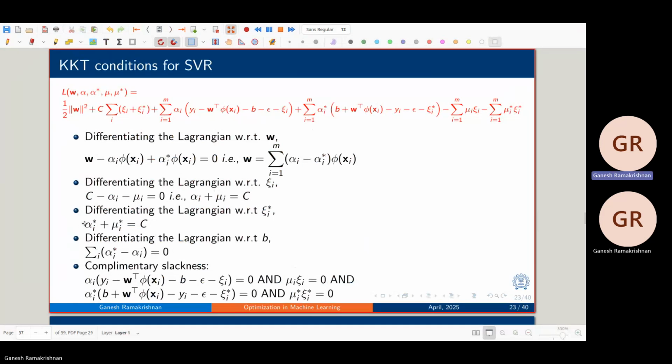Right? By the way, if alpha I star is between 0 and C and alpha I is between 0 and C, then these inequalities are also equalities. Right? These are 0. So this will go to 0. This will go to 0. Xi I will go to 0. Xi star will go to 0.